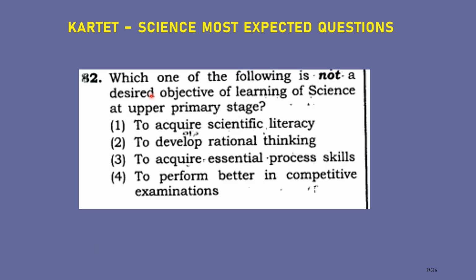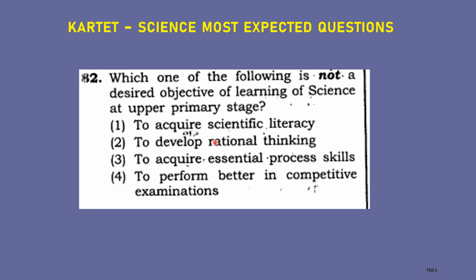Next question. Which of the following is not a desired objective of learning of science at the upper primary stage? Here they have given four options. In that, which one is not an important objective when you are learning science? Let us discuss the options one by one. First one, to acquire scientific literacy. Yes, when you are studying science as a subject, it will create scientific awareness, and scientific knowledge is very important. Therefore, the first one is a very important learning objective of science.